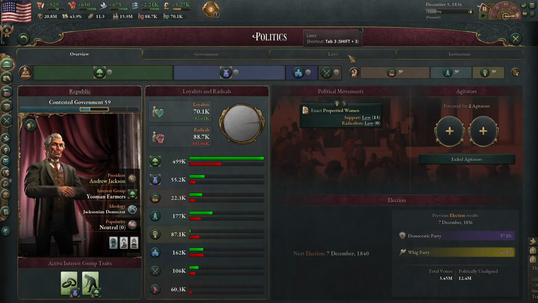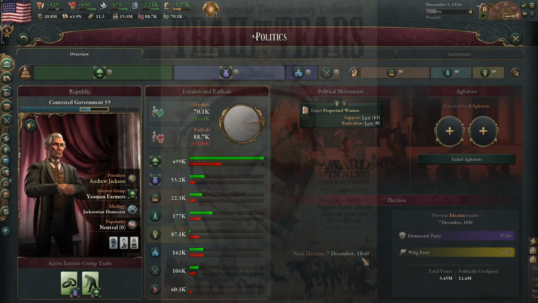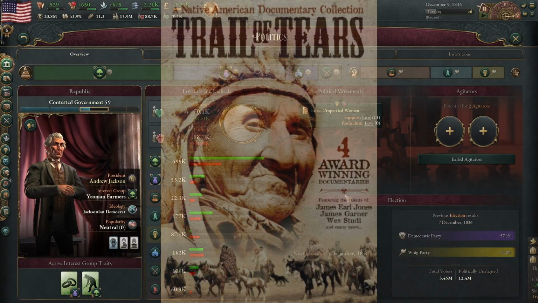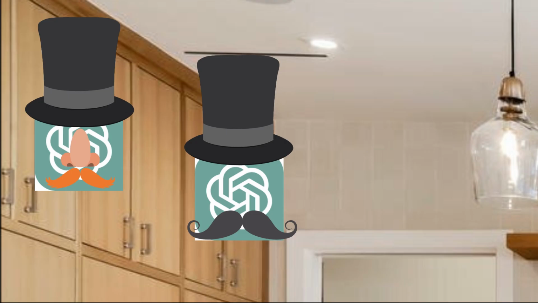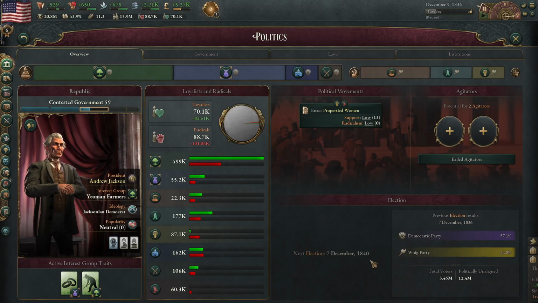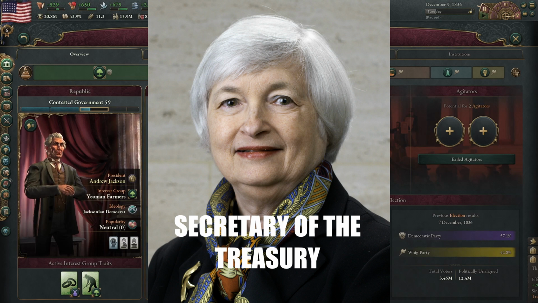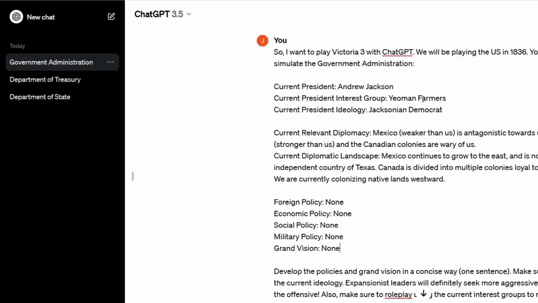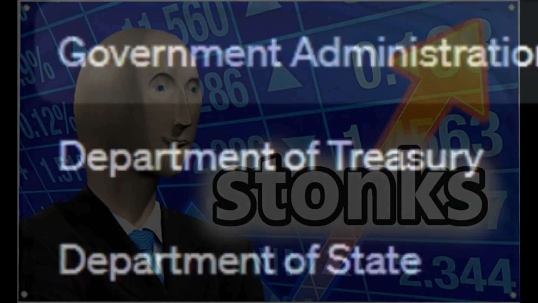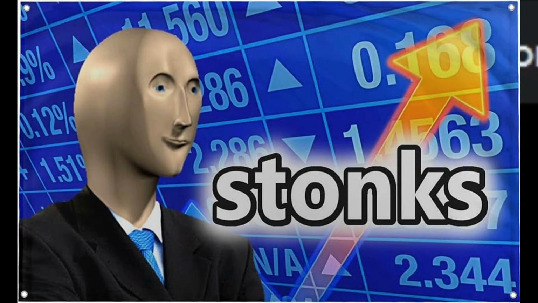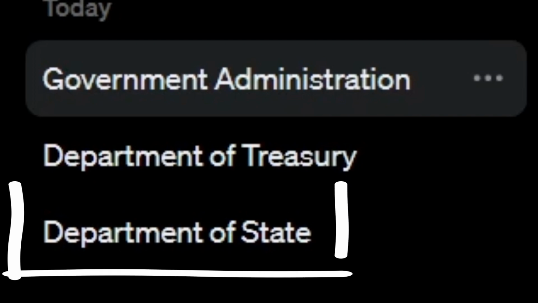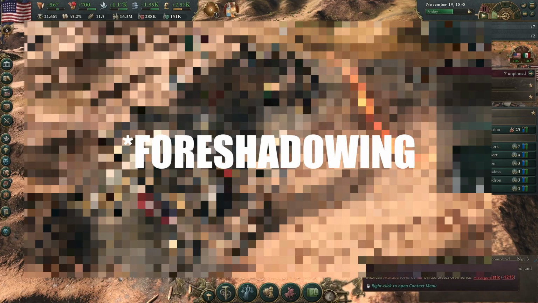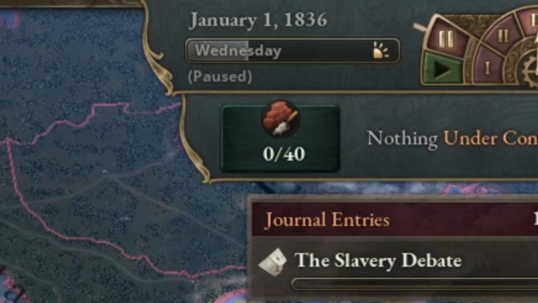In our case, the first AI will be this man, who may or may not have made Native Americans cry. These are the other 2. This is the President's Cabinet. We'll call the first one Secretary of the Treasury. The second guy is Secretary of State. Basically, the Secretary of the Treasury will manage all the economic stuff: the budget, the taxes, while the Secretary of State manages all the foreign affairs and the military. Got that? Good. Our story begins in 1836.